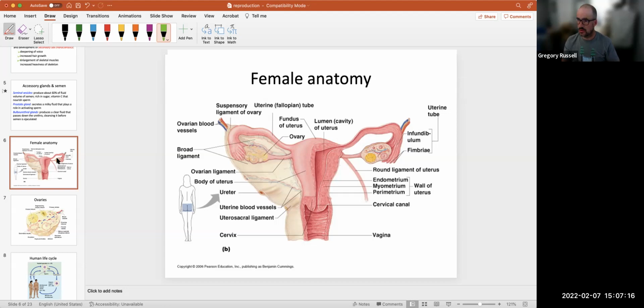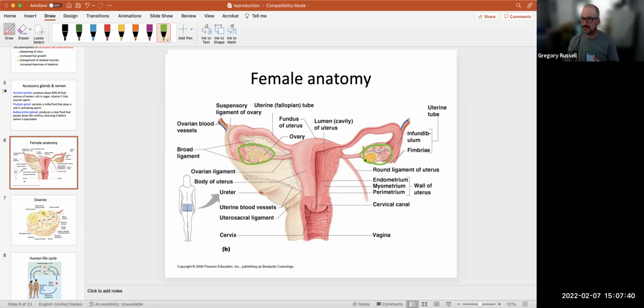Eggs or ova can be produced with no problems at all at body temperature. So there's no reason to externalize them. So we do see two gonads. We see two ovaries that are in the abdominal pelvic cavity. Those ovaries are suspended within the cavity by a series of ligaments, and they're not directly connected to the duct system that we see.